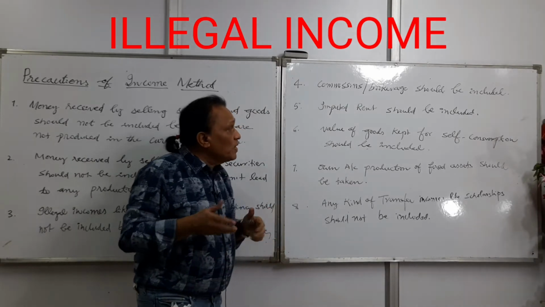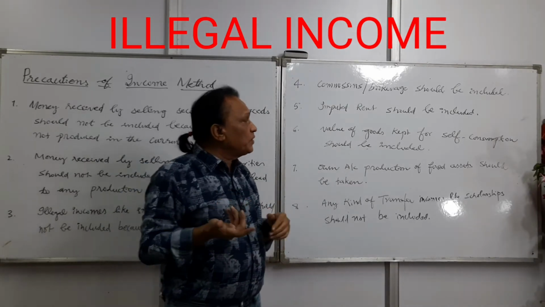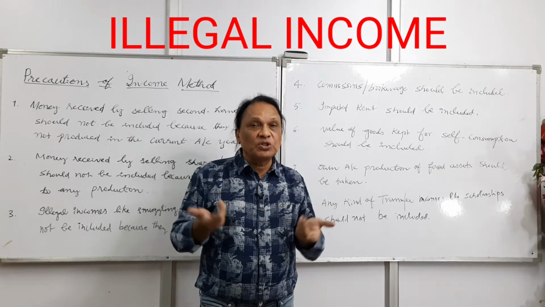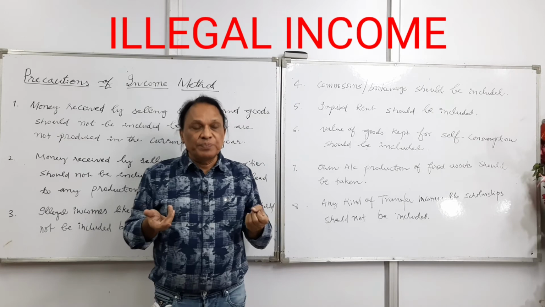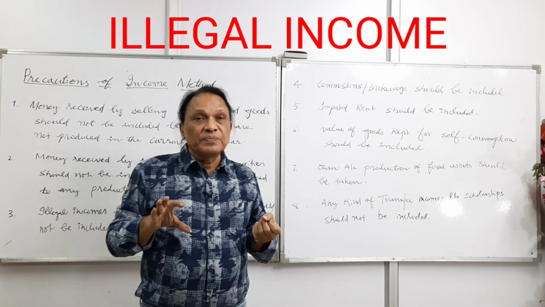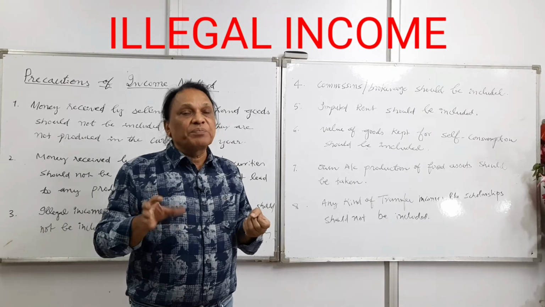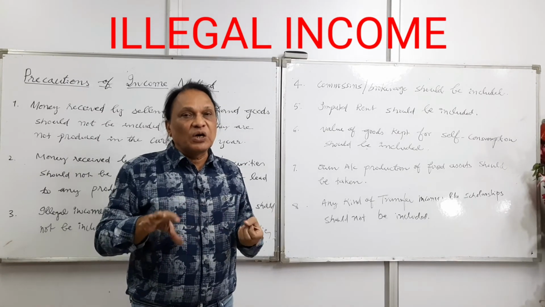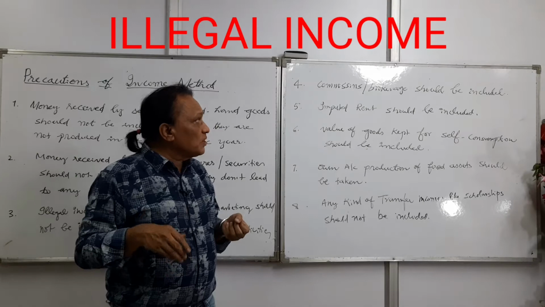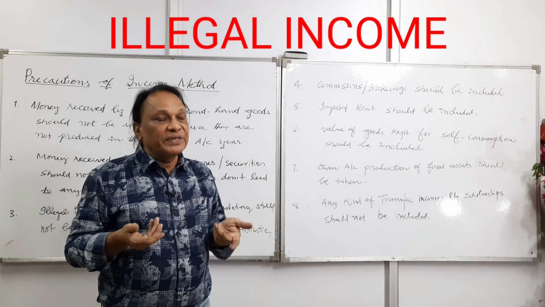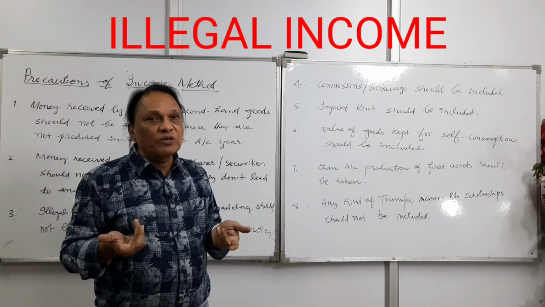However, commissions and brokerage paid to second-hand dealers or shares, debentures, whoever, there are some share brokers, they charge you some commission for selling and buying shares. That should be taken because he is providing you services this accounting year. So commissions and brokerage paid to the second-hand dealers, for that matter, any dealer should be included because they are economic activities.